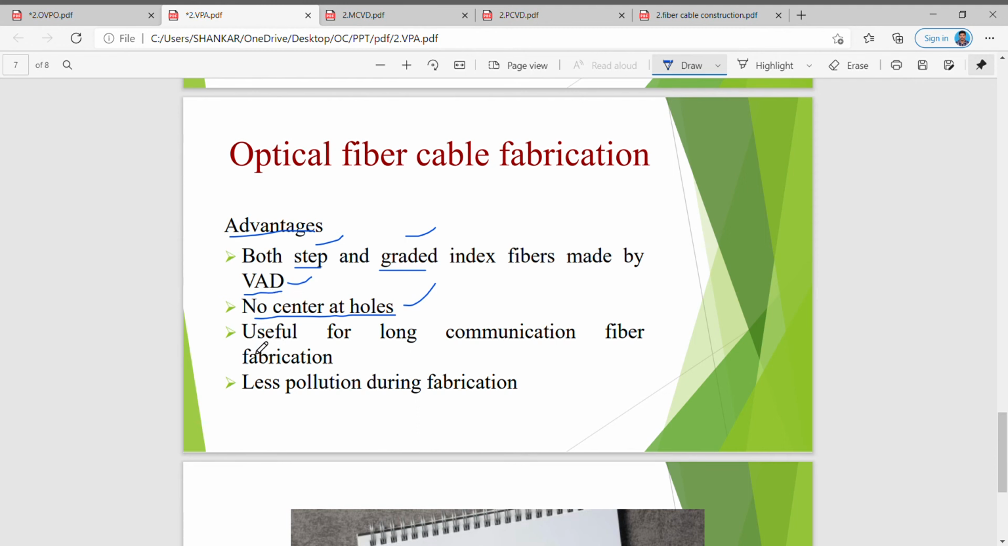Another advantage is that it is useful for long communication fiber fabrication. That means whenever we go for the VAD method, vapor phase axial deposition method, it has very less losses as compared to the OVPO method. That's why we go for long communication fiber fabrication, and it has less pollution during the fabrication of the fiber. So this is the method which is used to implement the optical fiber cables.